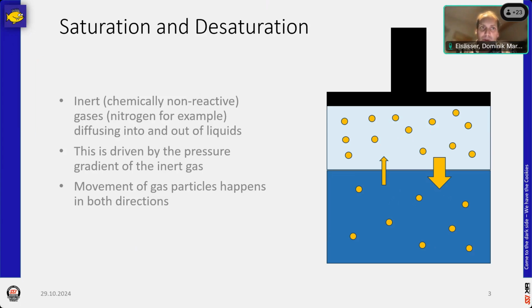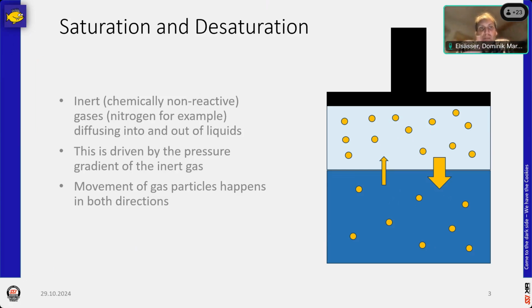So what does this mean concretely here? That nature will find a way to make this distribution of the yellow bubbles equal again. And the easiest way to do that is, of course, that some of these yellow bubbles will move into the darker blue area from the gas into the liquid. And this is the process which we call saturation. So a liquid is taking up an inert gas from a gas which is in contact.